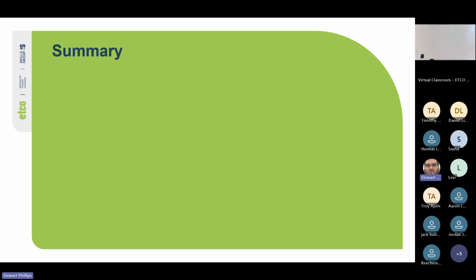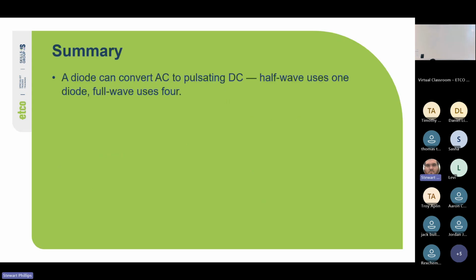Cool. So, a brief summary before we move on to the next topic. A diode can convert AC to pulsating DC. With the half wave, it only uses one diode. A full wave has four. It needs four to do it.